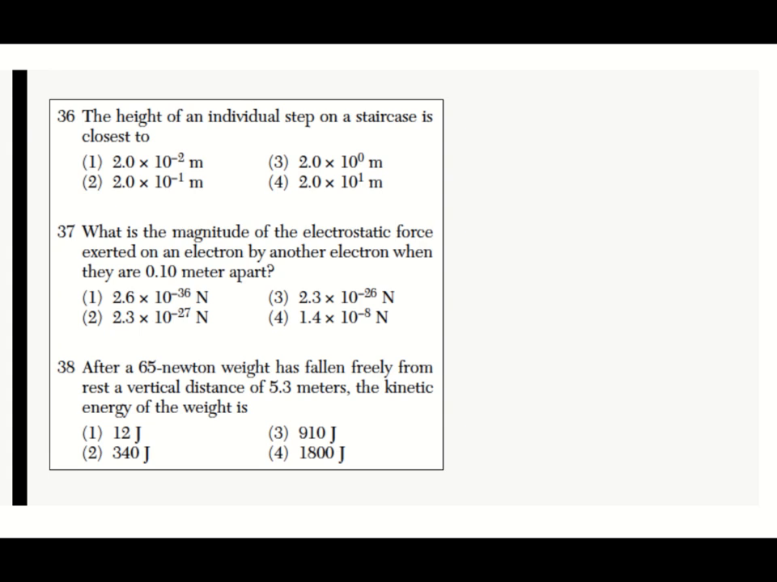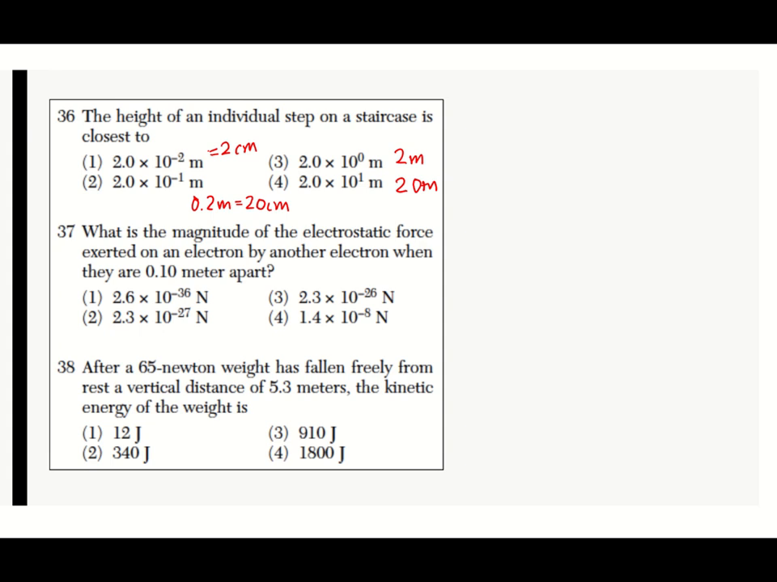And so an individual step on a staircase, let's first convert each of these to meters. So choice 1, 2 times 10 to the negative 2. If you don't know, on your reference table on the first page, they have the SI unit prefix conversions. And so this 10 to the negative 2 is the same as 2 centimeters. Choice 2 is 0.2 meters or 20 centimeters. Choice 3 is 2 meters, because anything to the 0 power is 1. And then choice 4 is 20 meters.